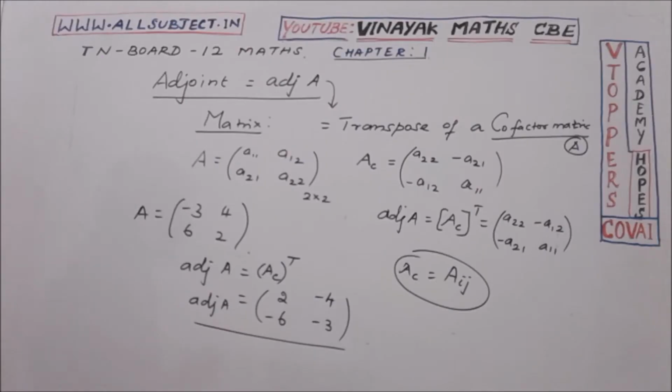Now we are moving to the 3 by 3 adjoint of a matrix. A 3 by 3 matrix is given; how to find its adjoint is our next topic. Listen carefully here.